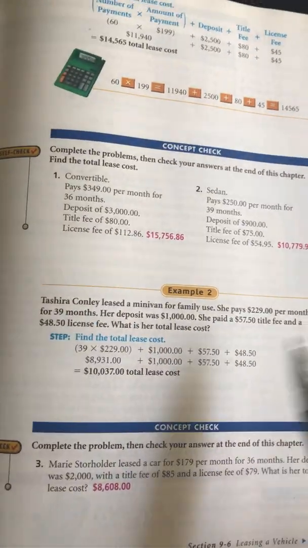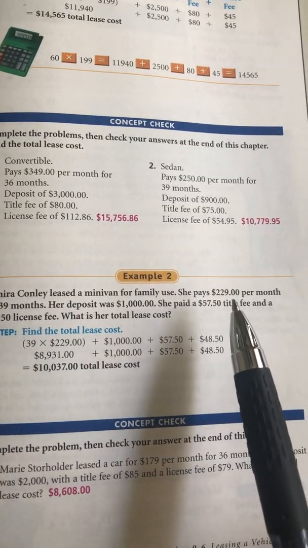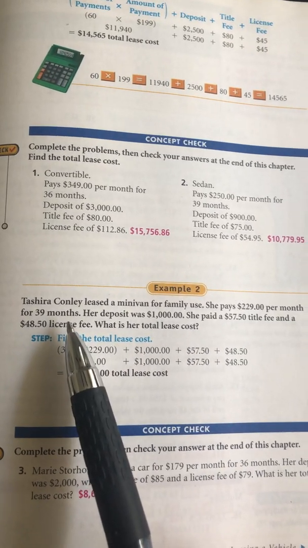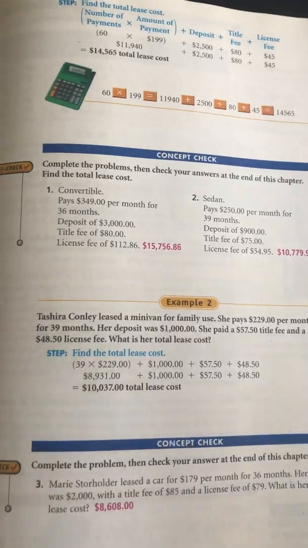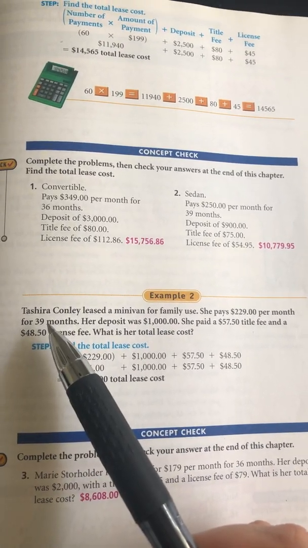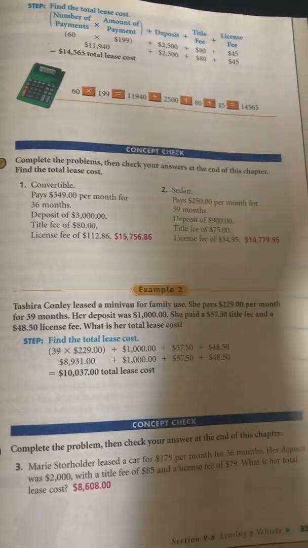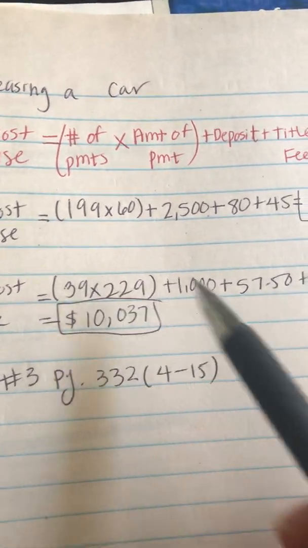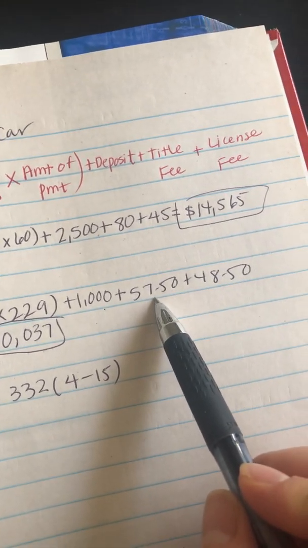Okay, so let's say that Toshiro wants to lease a minivan, and it's going to be $229 a month for 39 months. The deposit is $1,000, title fee, license fee. So it's going to be the same thing. You multiply the 229 times 39, and then whatever you get, you add these three things, the other three fees. So it looks like this. So this is the monthly payment for 39 months, and then that's the deposit, title fee, license fee.